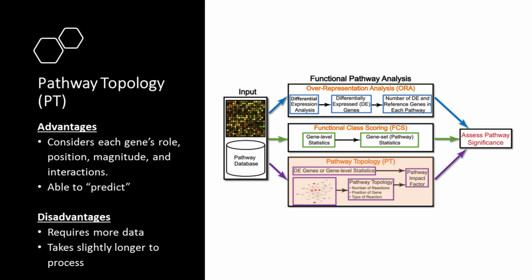In the mid-2000s, a completely different type of approach was proposed. Its goal was to mimic how we think about pathways from a biological perspective. In this case, we're trying to identify how perturbed a pathway is given a particular input. We can do that by leveraging the topology of the pathway. In this particular method, we're going to consider each gene's role, their position, the magnitude of change between our two phenotypes, and the interactions among other genes in that particular system.